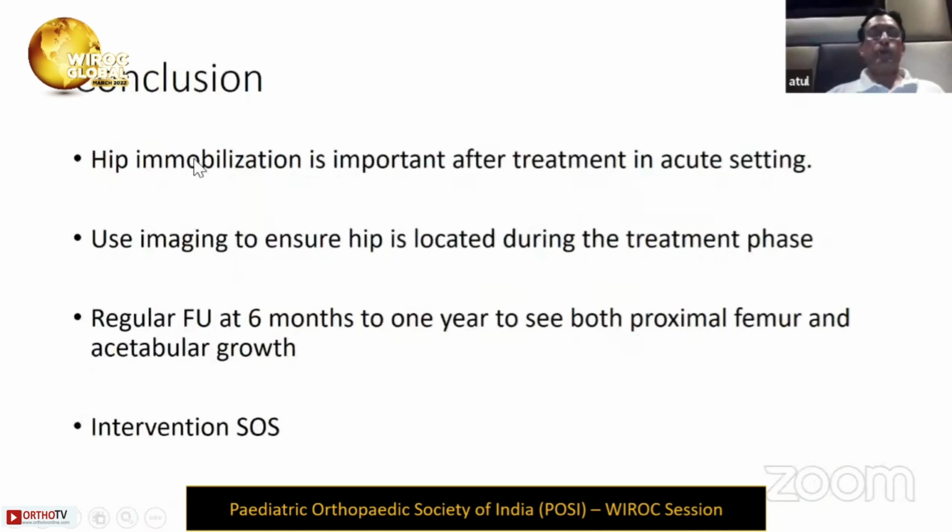So in conclusion, hip immobilization is important after treating acute septic arthritis. Use some kind of imaging, at least ultrasound or MRI if possible, to see that the head is located. Even after doing the surgery, follow these children every 6 months to 1 year to see both the femur as well as the growth of the acetabulum, and intervene when required.